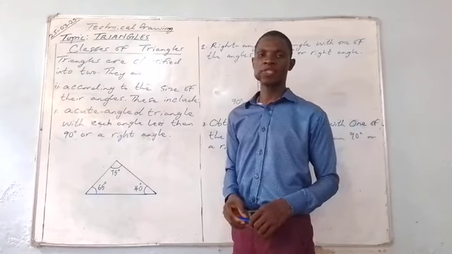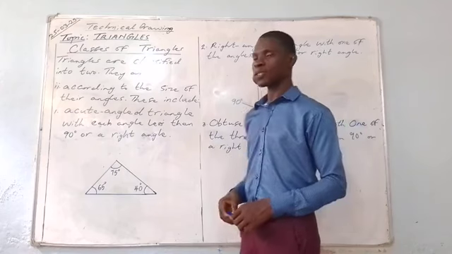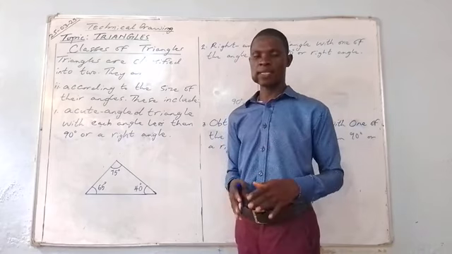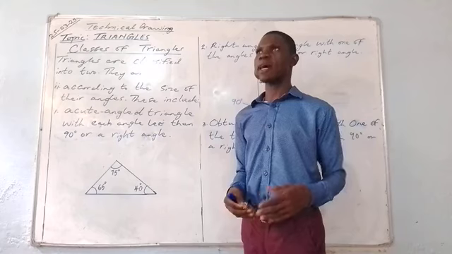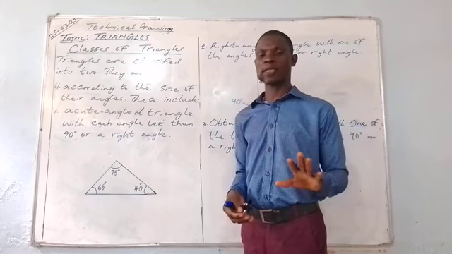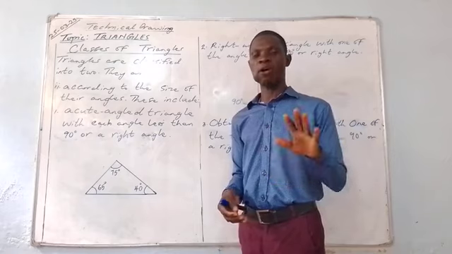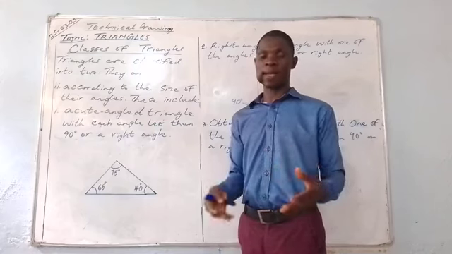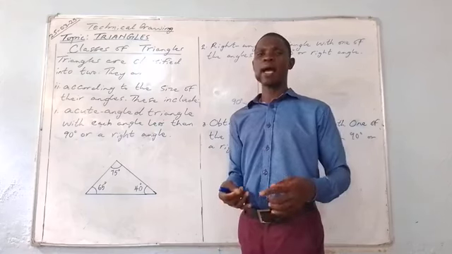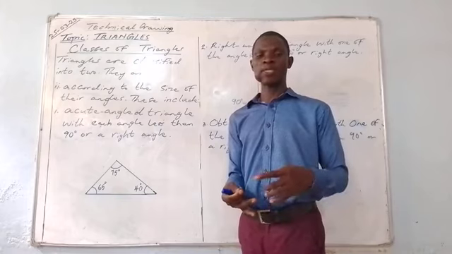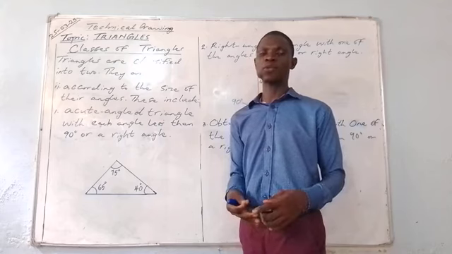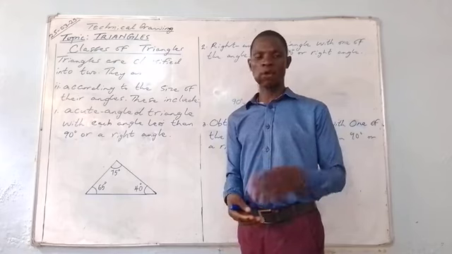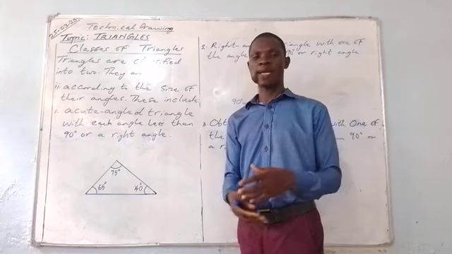We are still in technical drawing classroom and we are still looking at the classes of triangles. As I said, triangles are classified into two. Number one, which we have talked about, is according to the length of their sides. Under that classification, we talk about equilateral triangle, isosceles triangle, and scalene triangle. Those are the examples under that particular class according to the length of their sides.